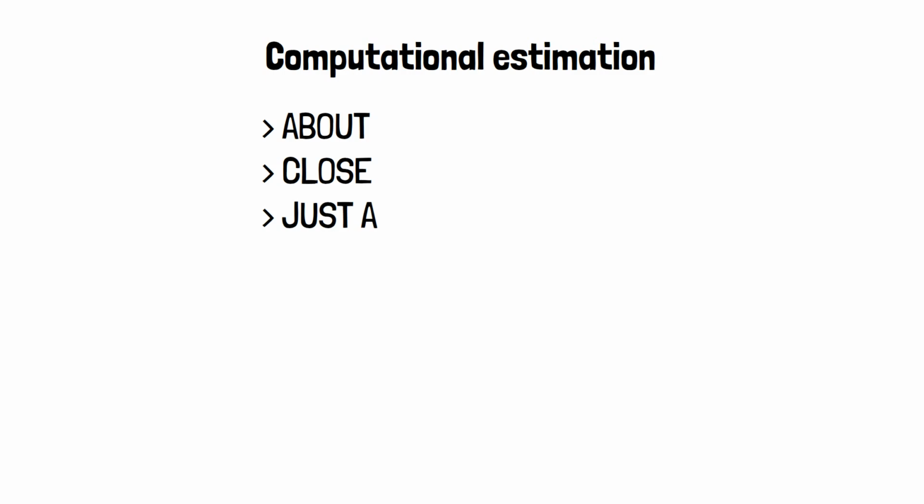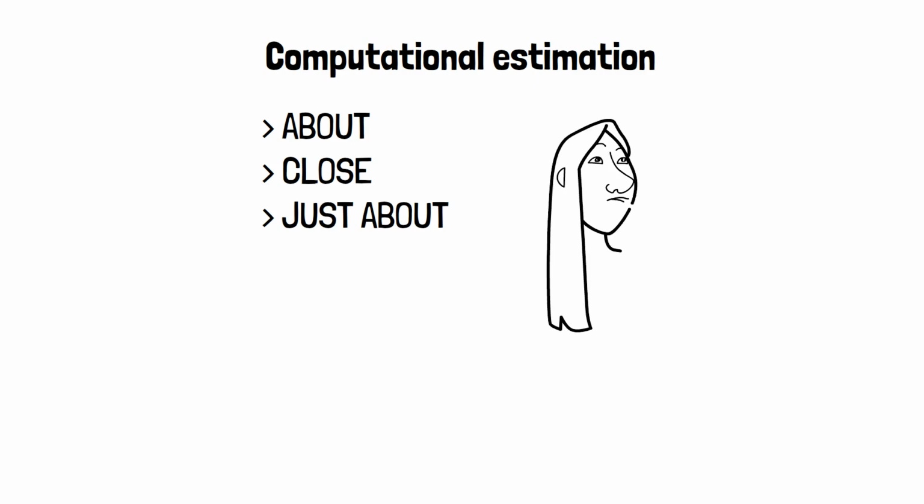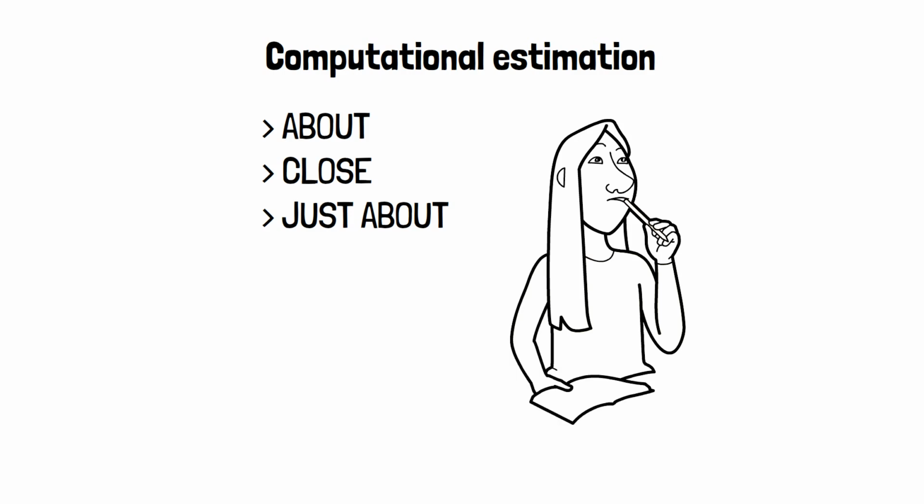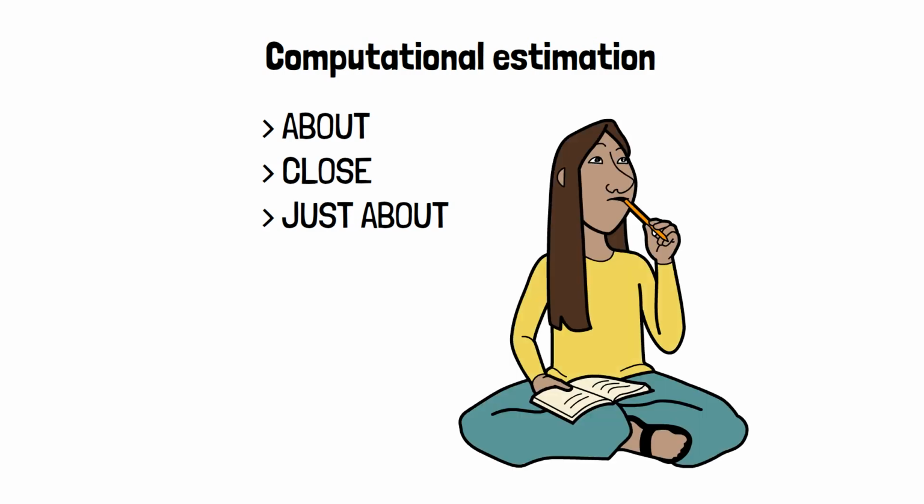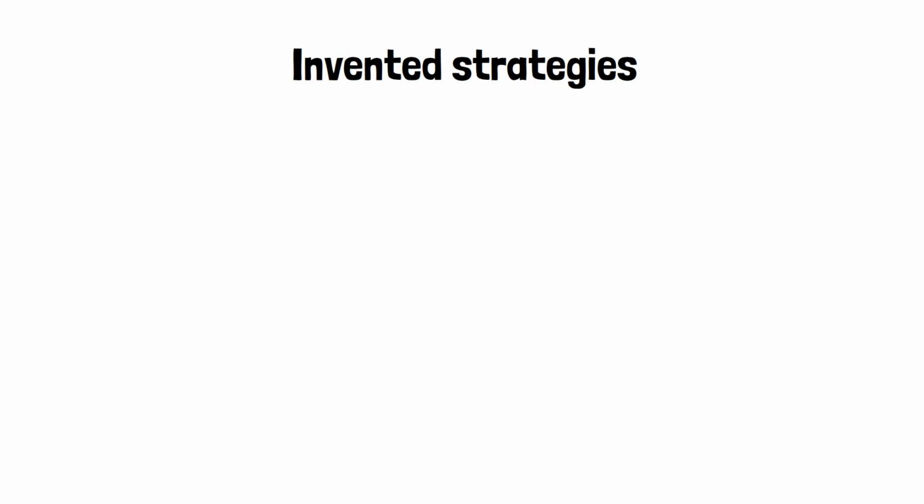Computational estimation is another crucial skill, involving the use of language such as about, close, and just about. Focusing on flexible methods and accepting a range of estimates helps students develop a sense of approximation, which is valuable in many real-world situations. Estimation encourages students to think critically about the reasonableness of their answers and to develop number sense.